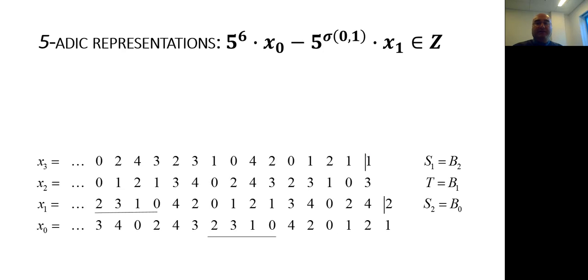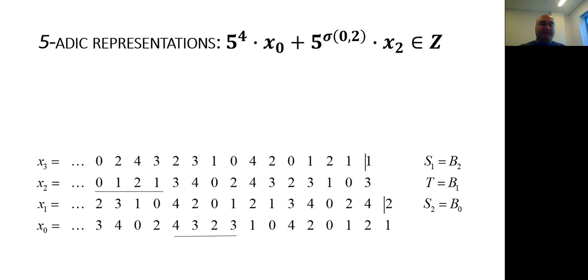So the fact that 5 to the 6 x0 minus 5 to the sigma 0 1 multiplied by x1 is from the set of integers can be interpreted here as a repetition of the same digits in different rows of this construction. Okay, all these are the 5-adic representations of the mentioned numbers. So it doesn't matter where you put this. If you align them similarly, you always get the same repeating numbers, as you can see from here.